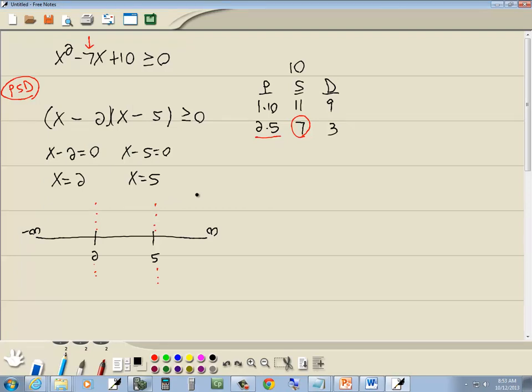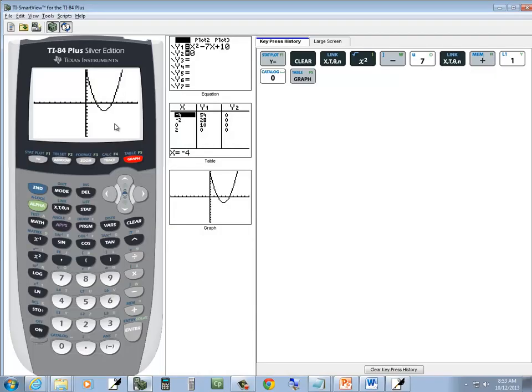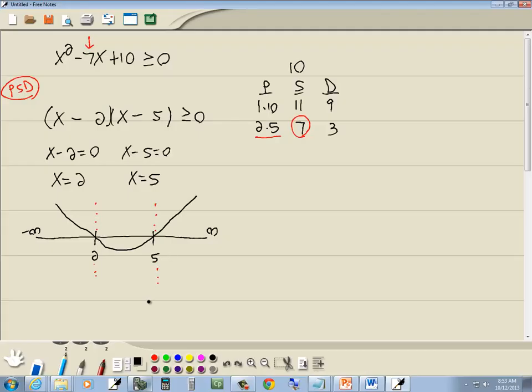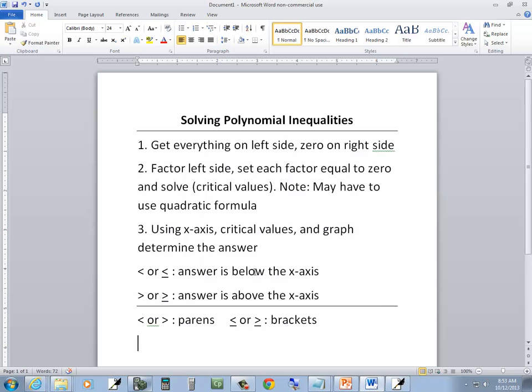Now we want to sketch this. So it kind of looks like this. Do not put any kind of effort into making it look like that. You just want to roughly sketch it. Okay. Now we're going to determine our answer using these notes.